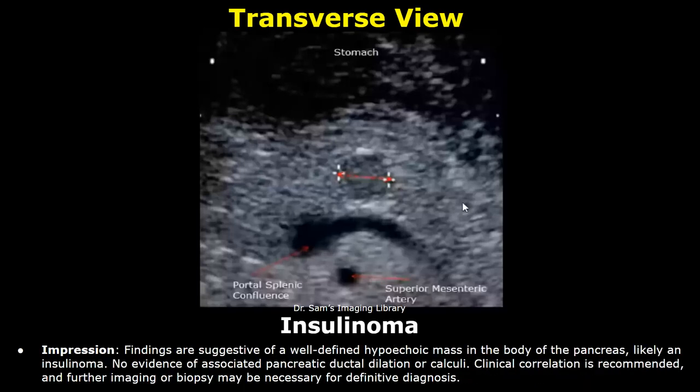This is the impression. Findings are suggestive of a well-defined hypoechoic mass in the body of the pancreas, likely an insulinoma. No evidence of associated pancreatic ductal dilation or calculi. Clinical correlation is recommended and further imaging or biopsy may be necessary for definitive diagnosis.